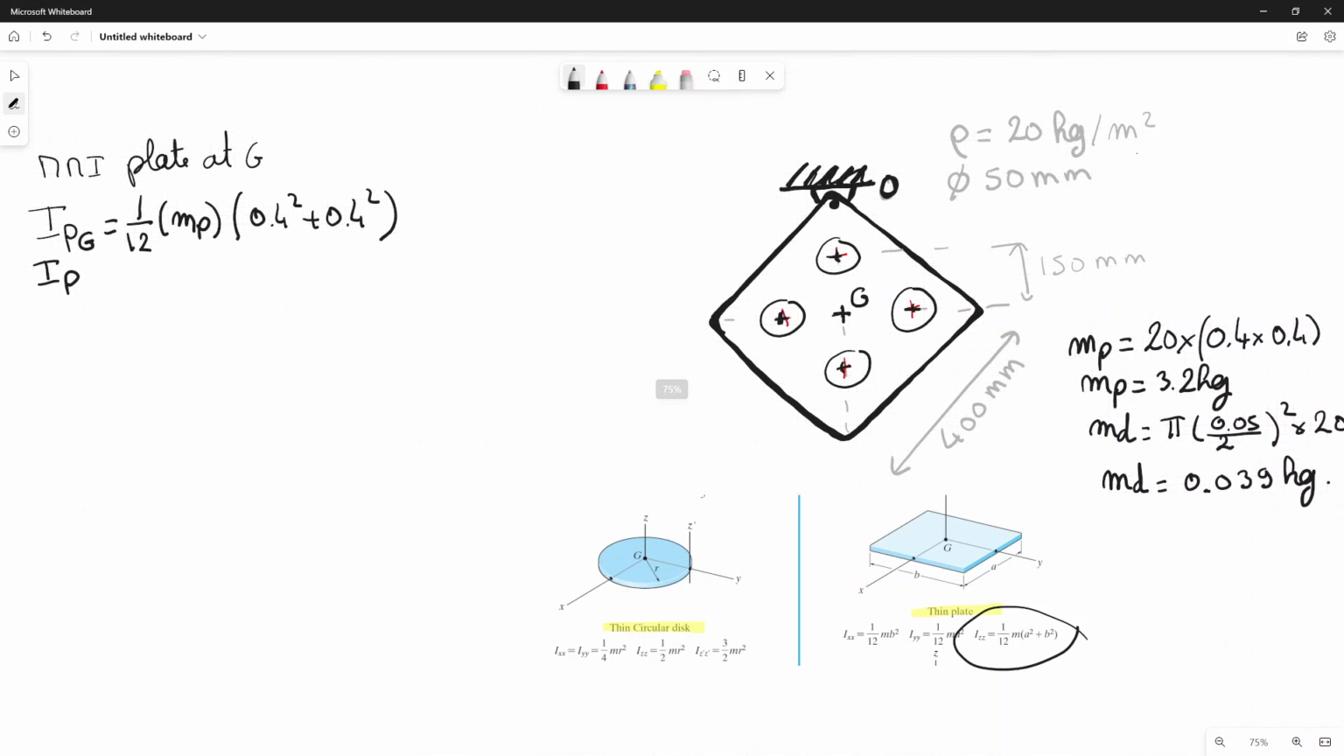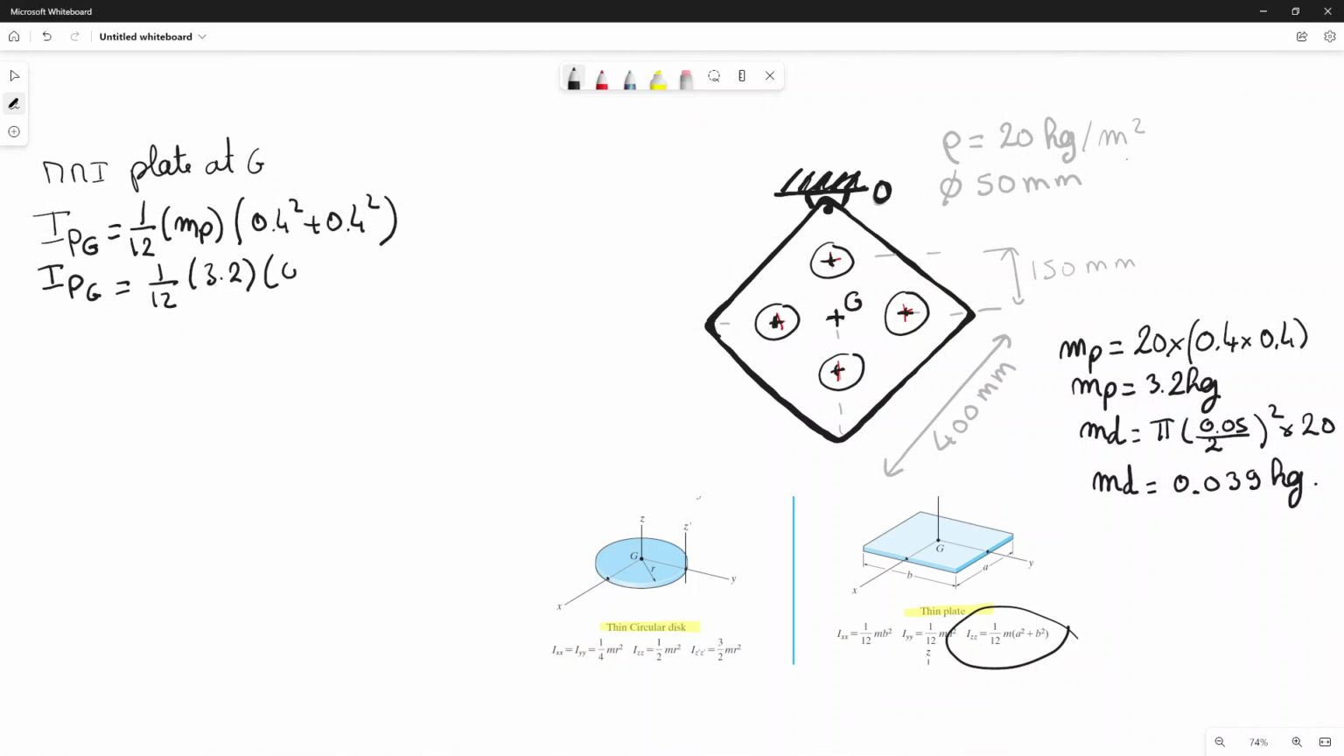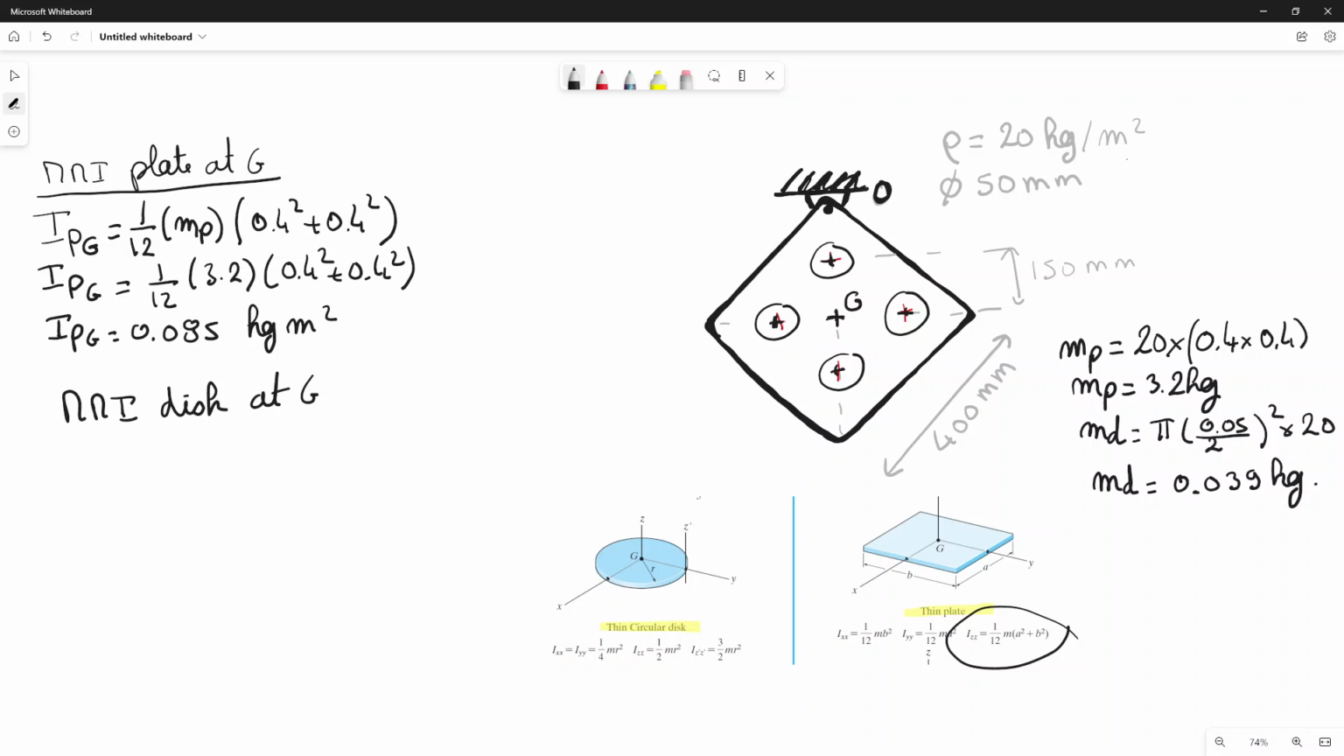So the I of the plate at G, the center of the plate, is equal to 1/12 times 3.2 times 0.4 squared plus 0.4 squared. This value is I plate at G equals 0.085 kilogram meter squared. Remember to keep your exact number in your calculator, always. So that's the MMI of the plate at G. Now the MMI of the disk at G. First I will find it for one disk.